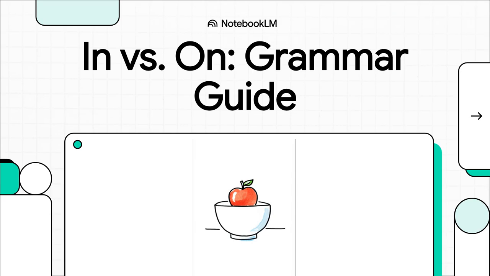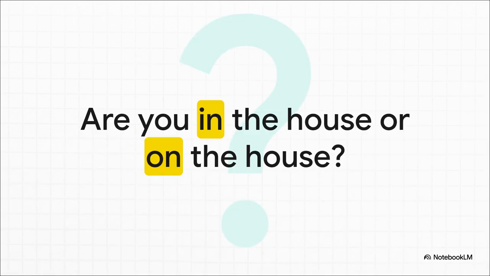I'm your host, and today we are going to solve one of the most common and, let's be honest, confusing problems in English grammar. We're talking about two tiny words that can cause some big headaches, the prepositions in and on. They seem so simple, right? But getting them right can be tricky. But don't you worry, by the end of this short explainer, you'll be an absolute pro.